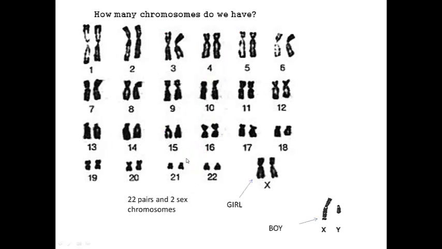So how many chromosomes do we have? Well, firstly, each one of these chromosomes is in that copied state, and we have 2 copies of each chromosome. Humans have 23 chromosome pairs, or more accurately, 22 pairs and 2 sex chromosomes. A girl will have 2 X chromosomes, and a boy will have an X and a Y.